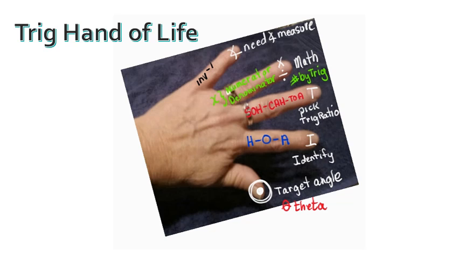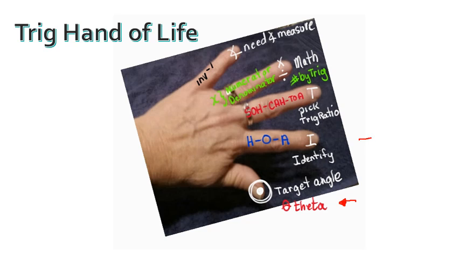The important thing here is to remember to always set your triangle up using the trig hand of life. Each finger is a step in how you're going to use the trig, with the fourth and fifth finger being how you're going to use the math. Remember to always make a target. That's the first thing you do. The target angle, the theta angle, the angle that you're going to deal with.